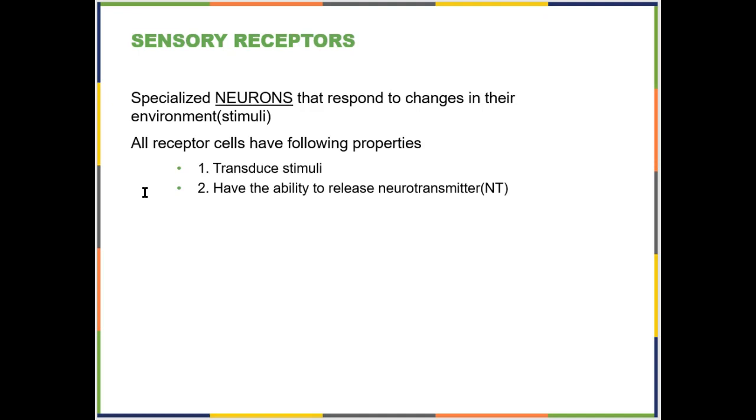The first thing you want to know is that you have these special cells called receptors. They are receptor cells, and they're all specialized neurons that respond to environmental stimuli. The two properties that I want you to know that all of your sensory receptors have is that they transduce stimuli and have the ability to release neurotransmitter. We're going to talk about what those two things mean and how it all works. But those are the two tidbits that I want you to be familiar with now.